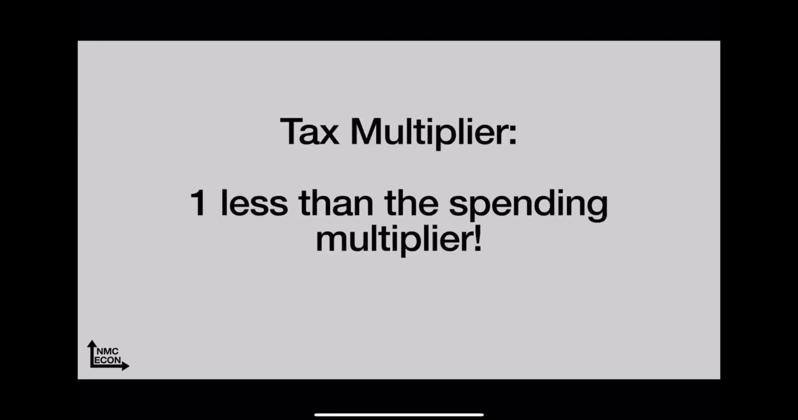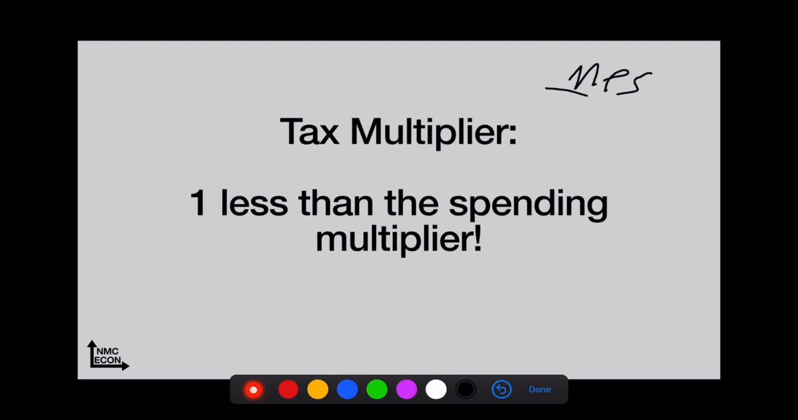Here's the tax multiplier. It's 1 less than the spending multiplier. Remember, spending multiplier is bigger, it has a greater effect, it's 1 bigger. Another way to calculate it would be taking the MPS and dividing it by the MPC.